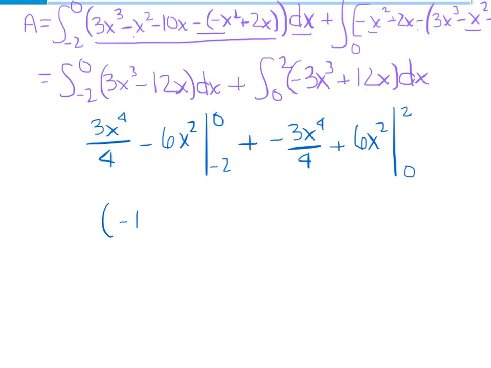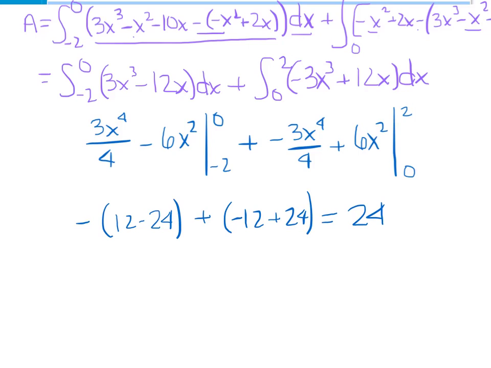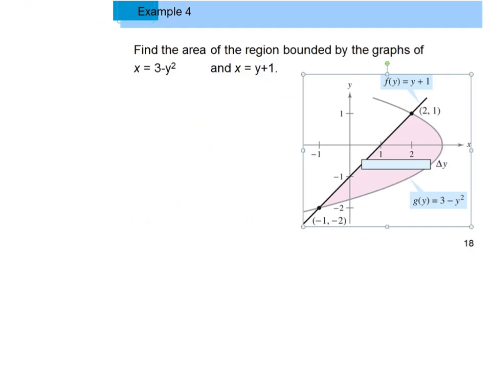Now when I plug all my values in, what I ended up with was a negative, let me erase it out of here. I have a negative outside, and then 12 minus 24 plus a -12 plus 24. And when I simplified all of that, I got a positive 24. And this then is my final answer.